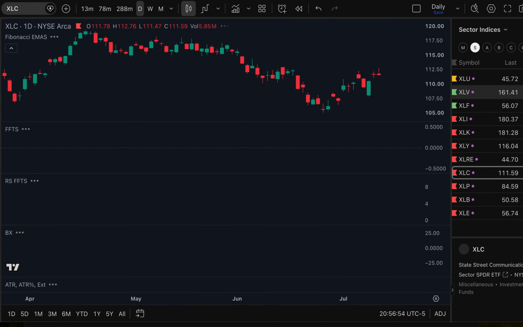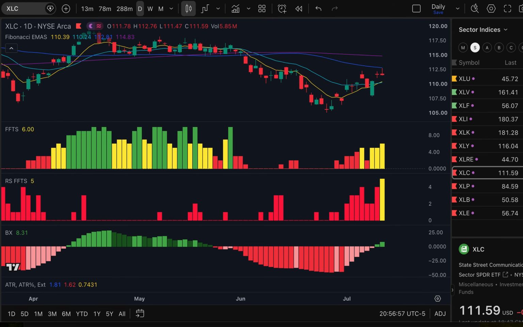Communication sector, XLC, you can see it had gotten well below its 200-day SMA and has started to work its way back up towards it. The trend stack is at a 6 out of 10 right now. Relative strength trend at a 5 out of 10. Momentum has turned positive, so this is something to watch. If the trend can jump back up to 8 or higher, and we keep this positive momentum, this is a sector to watch.